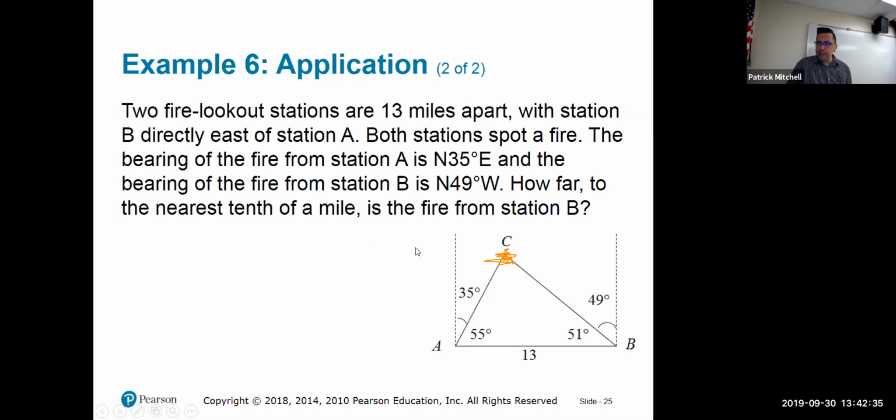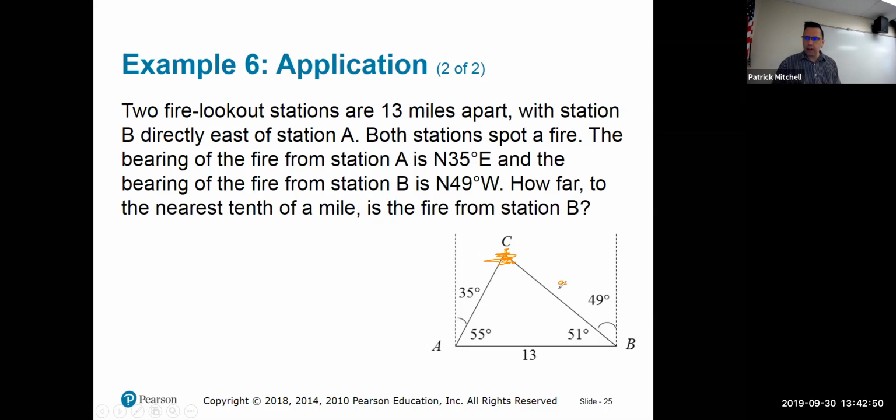So now let's see. We're trying to find the distance from station B. And that distance is called A, isn't it? And it's not because we're trying to be confusing. It's just because that's the side that sits across from angle A, and that's the one we're trying to find. Okay. So one good thing about these application problems is that you usually don't have to solve the whole entire triangle. You can just find the thing that you need. So we're not going to bother finding side B because they didn't ask for that.